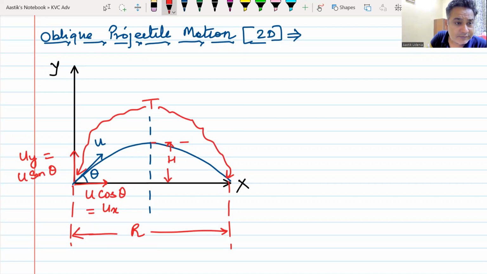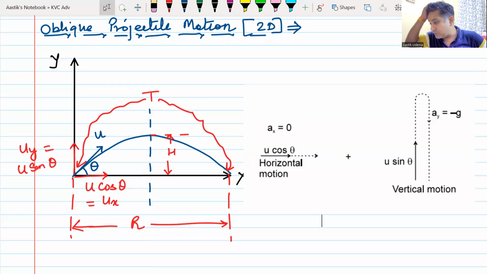Now, remember, I can break this motion into 2 parts, the horizontal part and the vertical part. We all understand this? And that is how I can study this motion, by breaking it up into horizontal direction and vertical direction.